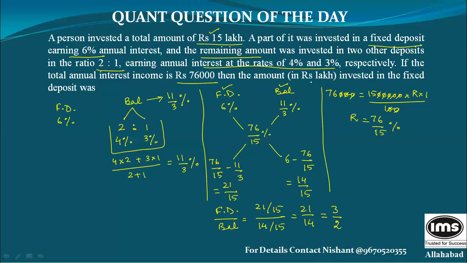Now the question is asking the amount invested in fixed deposit. So the amount invested in fixed deposit is equal to 3 by 5 multiplied by 15 lakh. The fixed deposit's corresponding portion is 3 and the total is 5. So the amount in fixed deposit will be 3 by 5 multiplied by 15 lakhs. We can cancel 5, so this is 3 multiplied by 3 lakhs, that is 9 lakhs. So the total amount invested in fixed deposit was 9 lakh rupees. So that is how we can have the answer for this question using the concept of alligation.